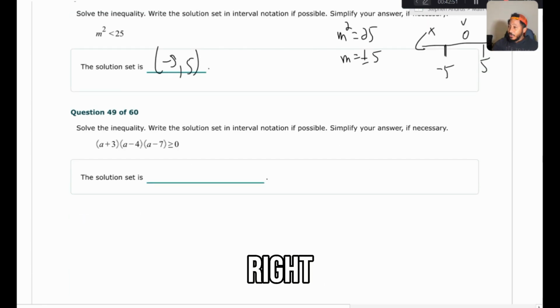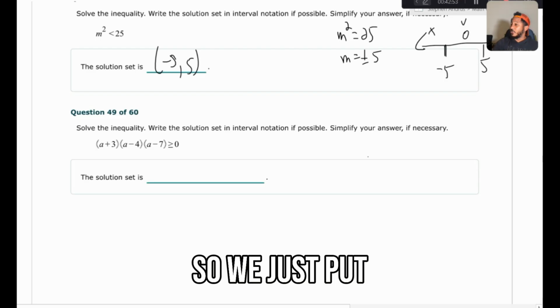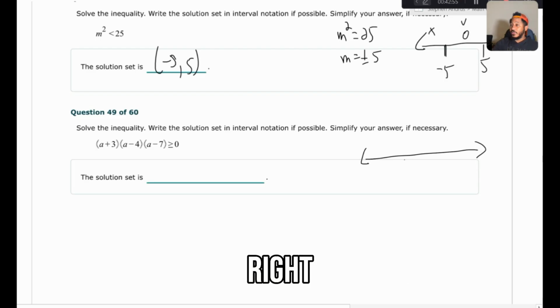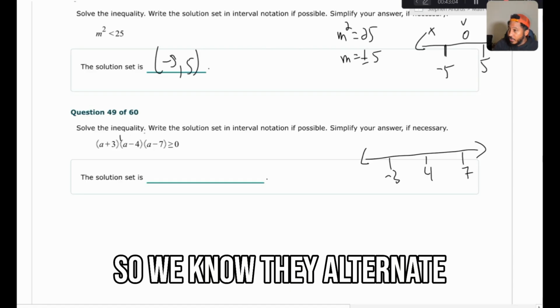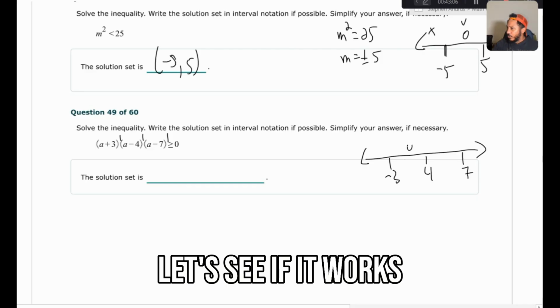So we do something similar here, right? It's already got 0 on one side. It's already factored, so we just put those numbers on the number line and then plug in test points, right? So we get, okay, -3, 4, and 7. And now, really, we're just plugging in one test point because all their multiplicities are 1, so we know they alternate, right? Odd opposite. So plug in 0. Let's see if it works.